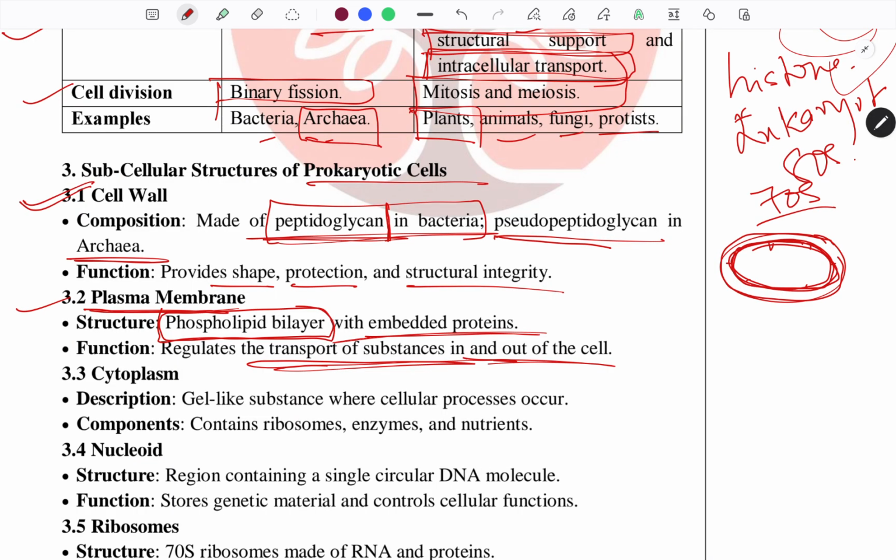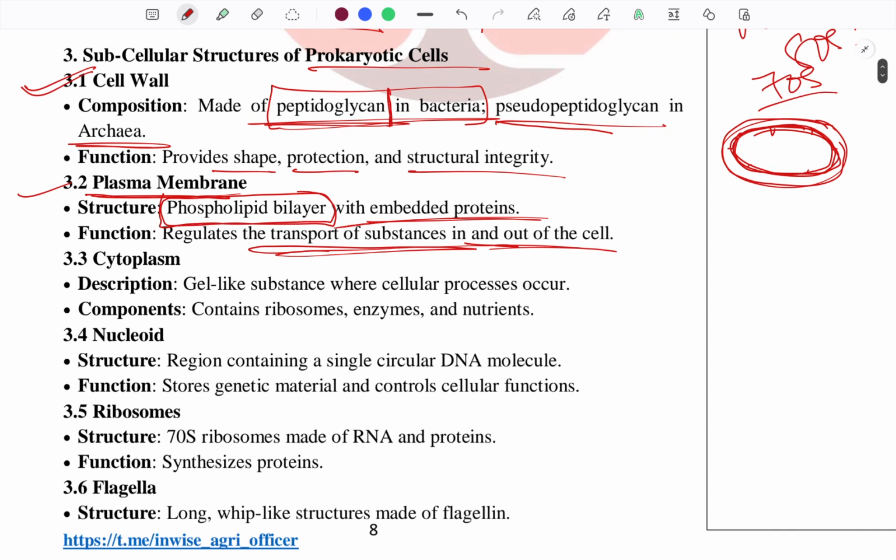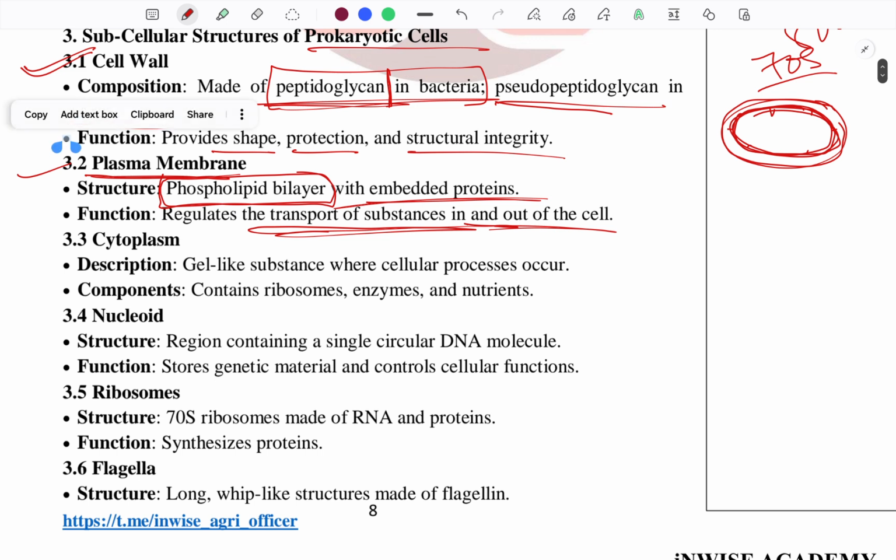Okay, up to this point we studied the outermost structures in bacteria, or in a prokaryotic cell. The outermost layer is the cell wall, and the second layer is the plasma membrane. The cell wall just gives protection, and the plasma membrane helps in the transportation of substances. Then we'll go to the internal part. What is there inside those two membranes?